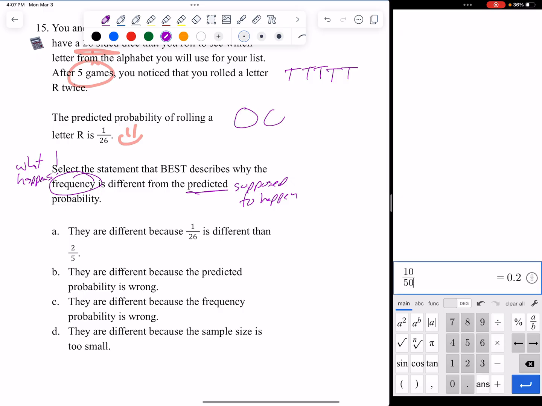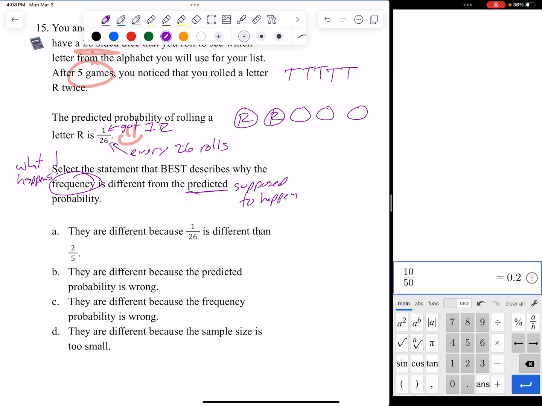If I roll it 5 times, I should get only 5 different letters, right? That's kind of what it's saying. But this one told me I got R twice. And I should have gotten R only once every 26 rolls. This one, I got it after 5 rolls. Okay? So let's see. They are different because 1 out of 26 is different than 2 out of 5.